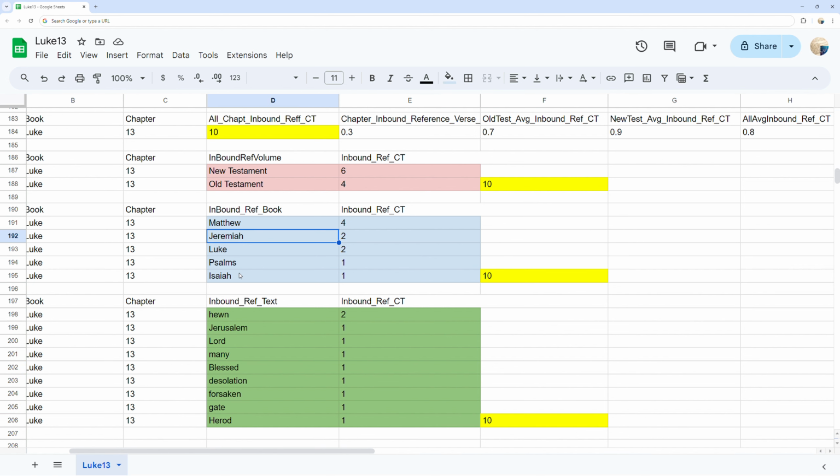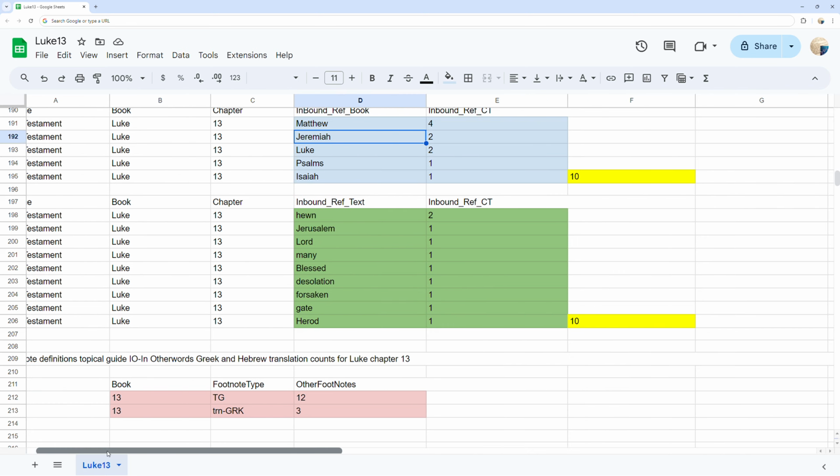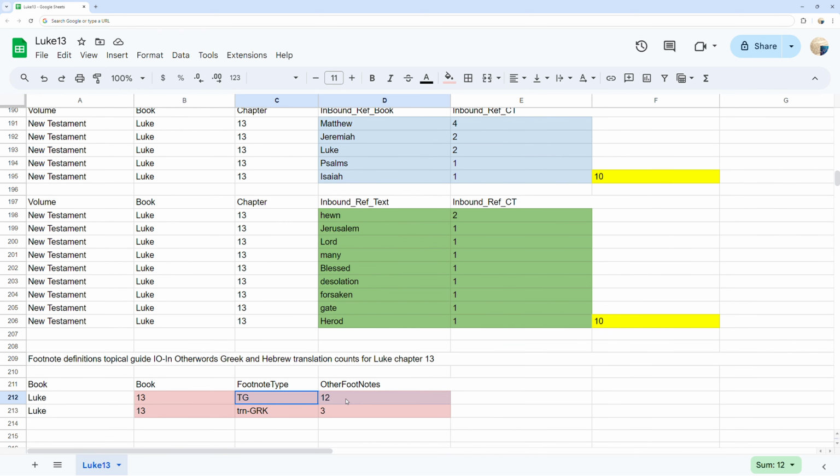Footnote definitions counts. You can see in red the footnote type and counts of topical guide with 12 counts, as well as Greek translation at 3 counts found in Luke chapter 13.